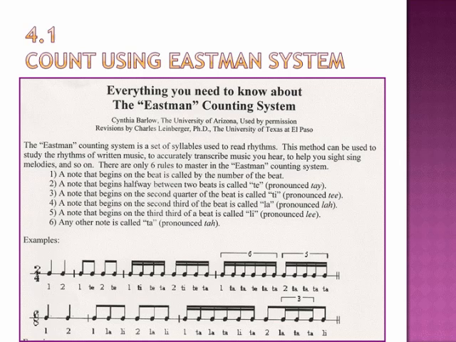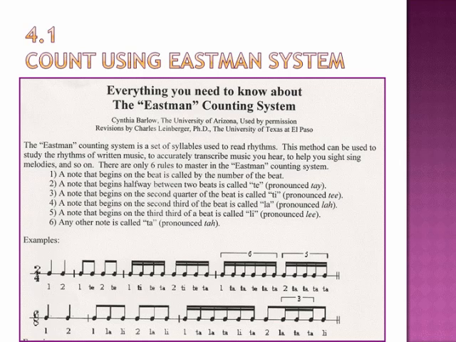Okay, so the rules that we're going to be working with today are these right here. The Eastman counting system is a set of syllables used to read rhythms. That's the mnemonic syllables used to read rhythms. This method can be used to study the rhythms of a written piece, accurately transcribe music, or to help you sight sing melodies. There are only 6 rules to master. Number 1, a note that begins on the beat is called by the number of the beat. So if a note starts on beat number 1, it's called 1. If it starts on beat number 2, it's called 2. If it starts on beat number 4, it's called 4.